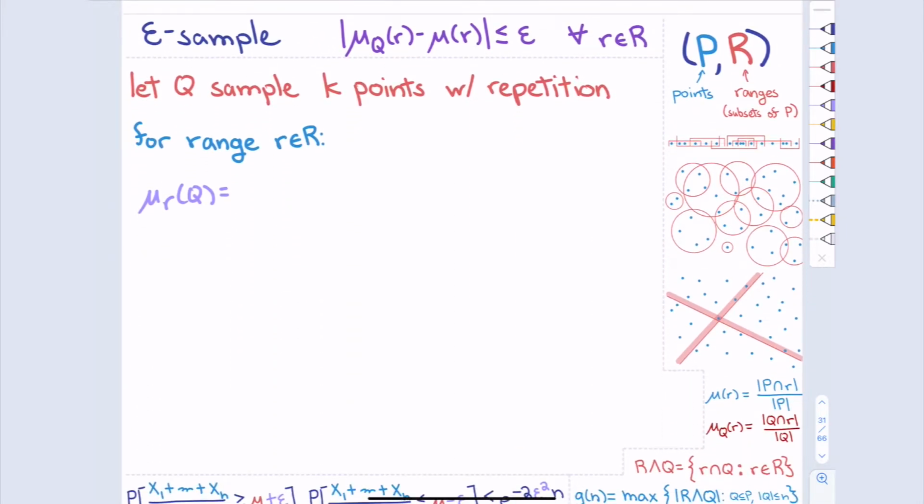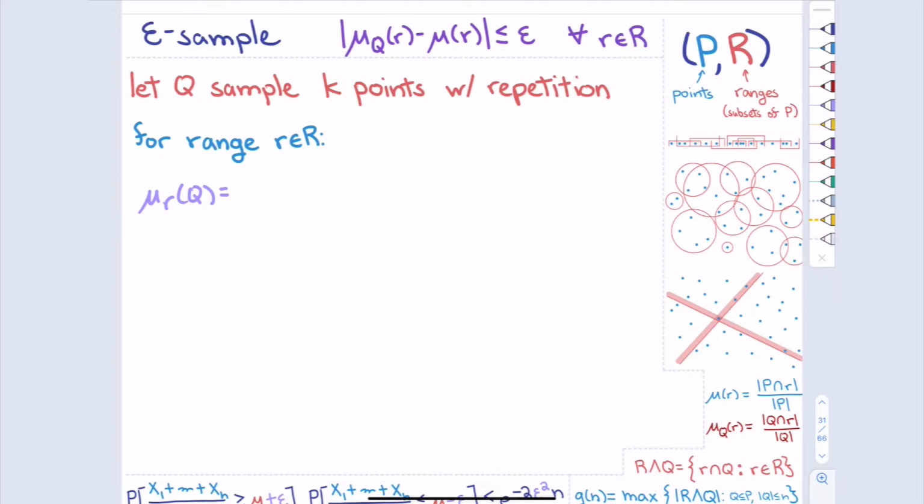All right, so let's do a first attempt. This is not our final attempt at trying to construct an epsilon sample, assuming that the range space has some small growth function. Let Q be a random sample of k points, with repetition.